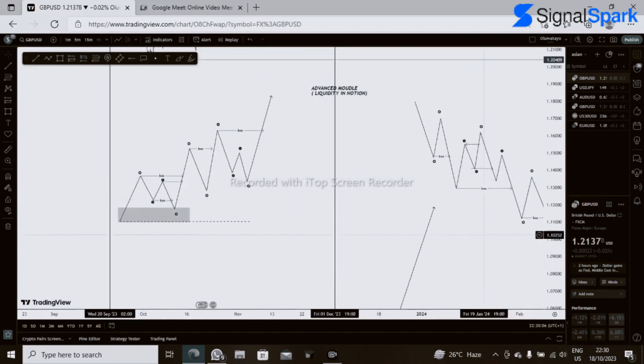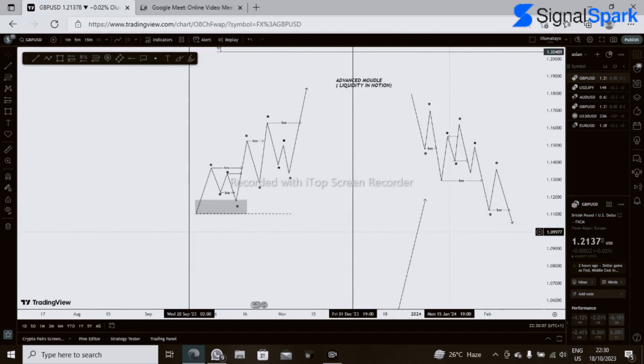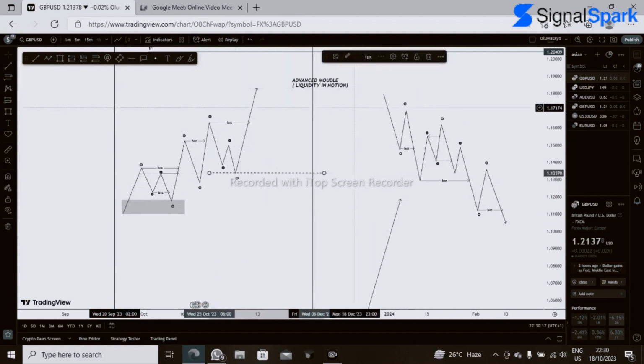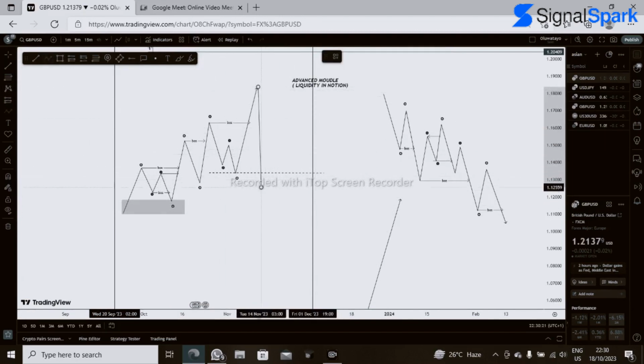Now, to understand structure and how I view structure, major liquidity must not be taken out, or the protected low in the bullish market must not be taken out. So I am only bullish on this market if price does not come and take out this particular low. I am still bullish on this market. I'm very much bullish on that market.